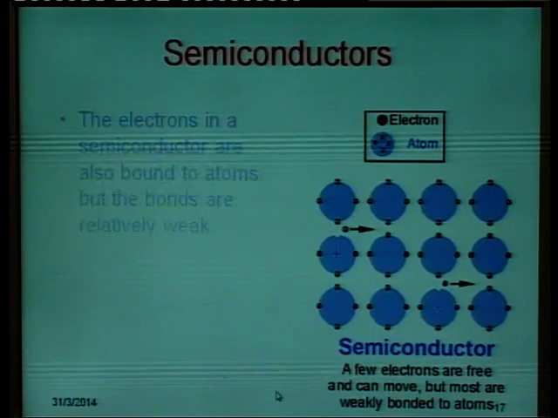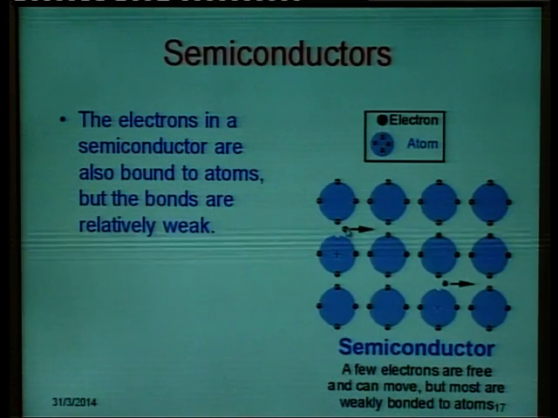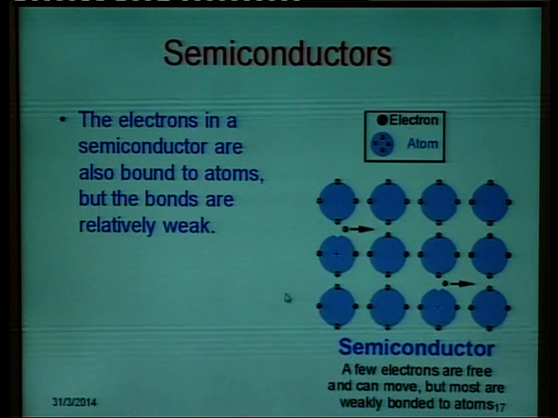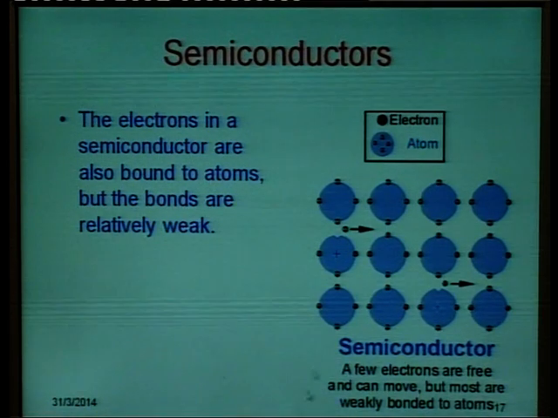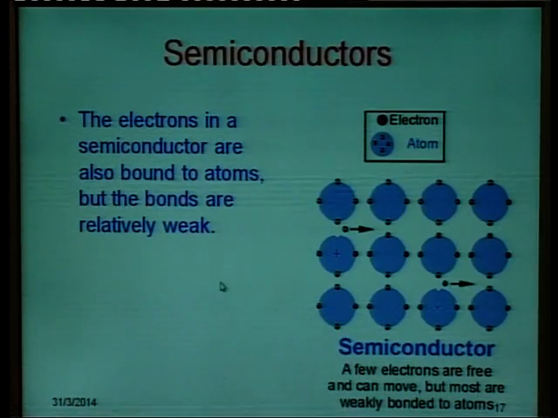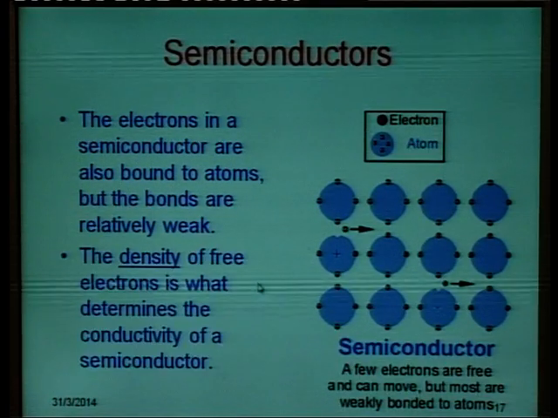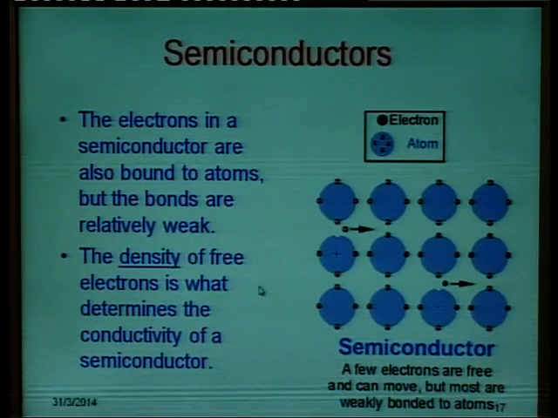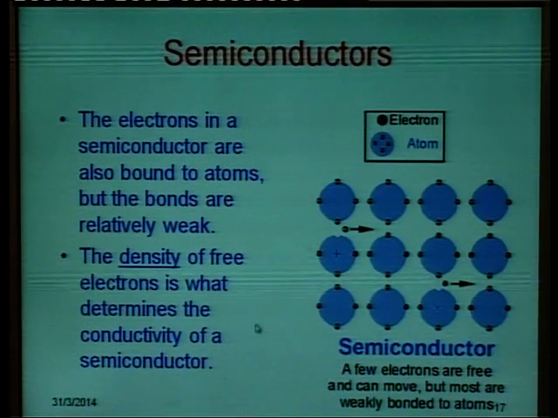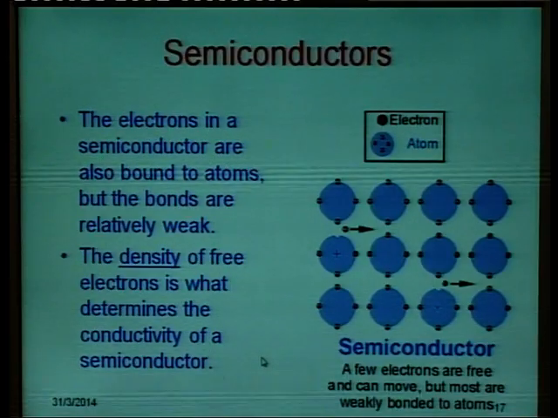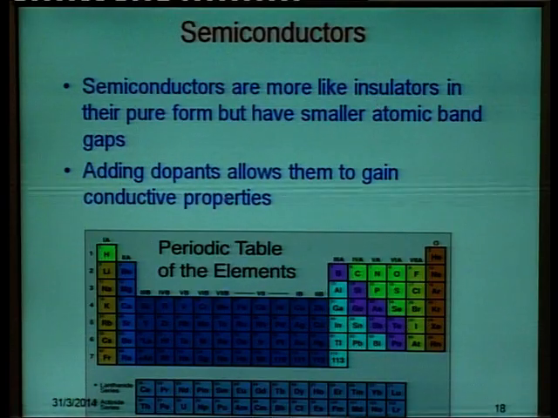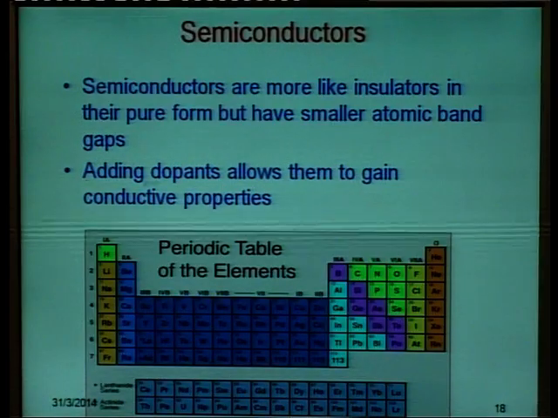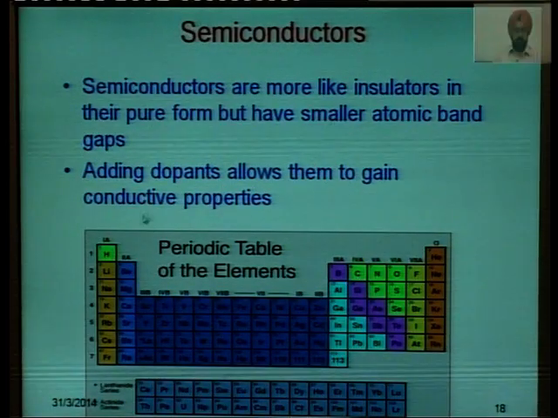And what about the semiconductors? There are a few electrons that are free and can move. Electrons in a semiconductor are also bound with the atoms, but the bonds are relatively weak compared to the insulators. The density of free electrons is what determines the conductivity of a semiconductor. Semiconductors are more like insulators in their pure form, but have smaller atomic band gaps. Adding dopants allows them to gain conductive properties.